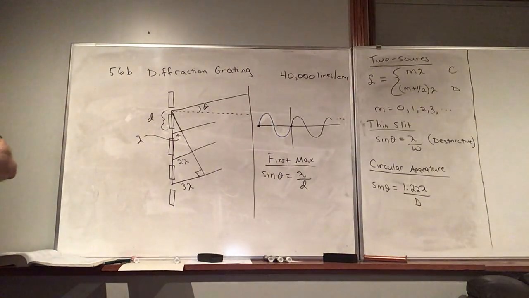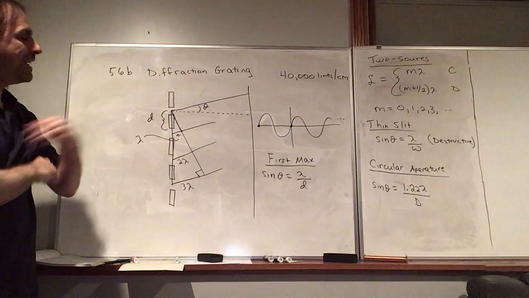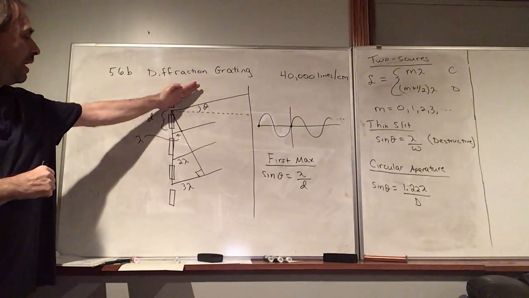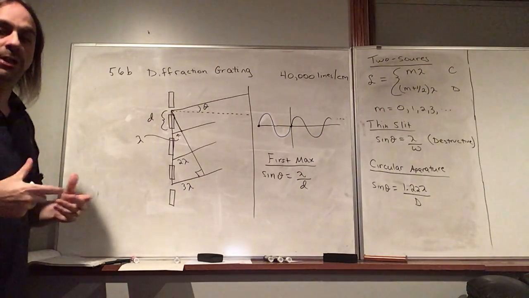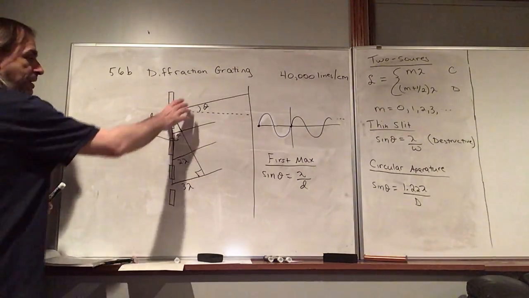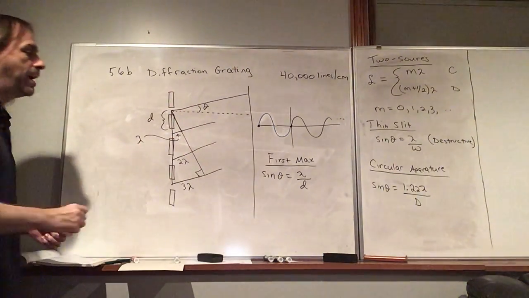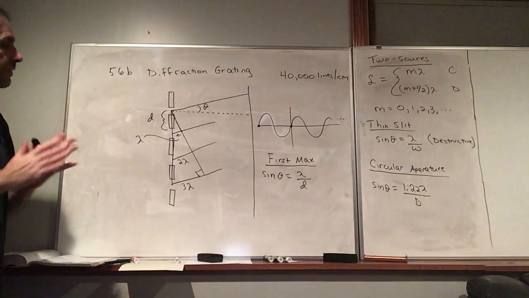Okay, now what about the second maximum? Well, we would do the same thing, but we increase the angle so that the extra path length between these adjacent slits would be 2 lambda. Because then the next one would be 4 lambda, and the next one 6 lambda. It'd be like the exact same argument, just with a different angle.